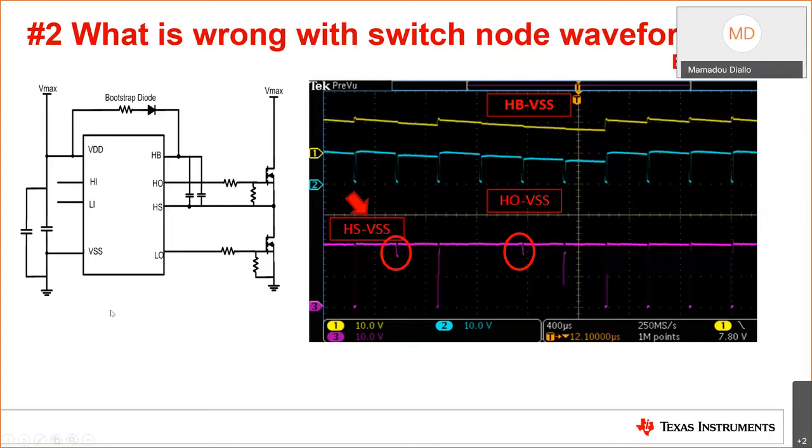It looks like we have 15% of you identifying the large duty cycle on HO. That's absolutely correct. And option B here is not the case. If you noticed, channel 2 is the HO to VSS, which has very high duty cycle, which essentially means that the low side has very low on time.